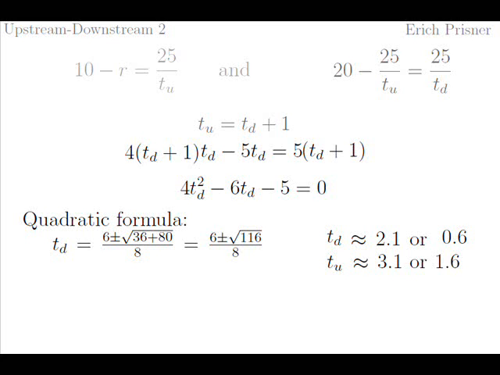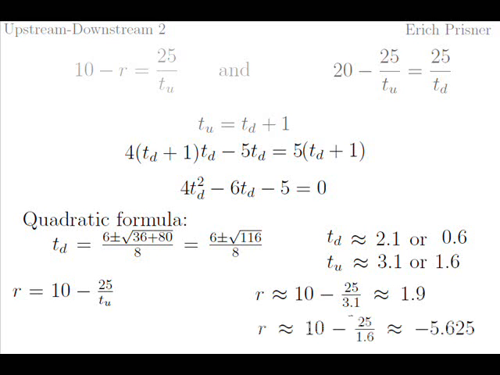For the river speed, we use r equals 10 minus 25 over tu and get either r equals 10 minus 25 over 3.1, which is about 1.9, or r about 10 minus 25 over 1.6, which is about negative 5.625. This is impossible again, so we have only one solution, r about 1.9.